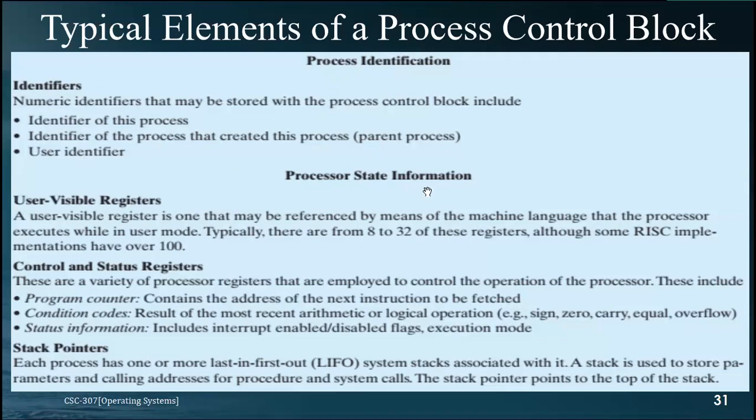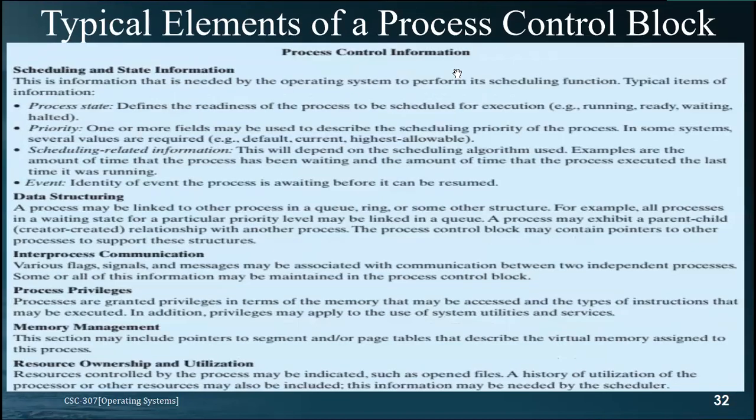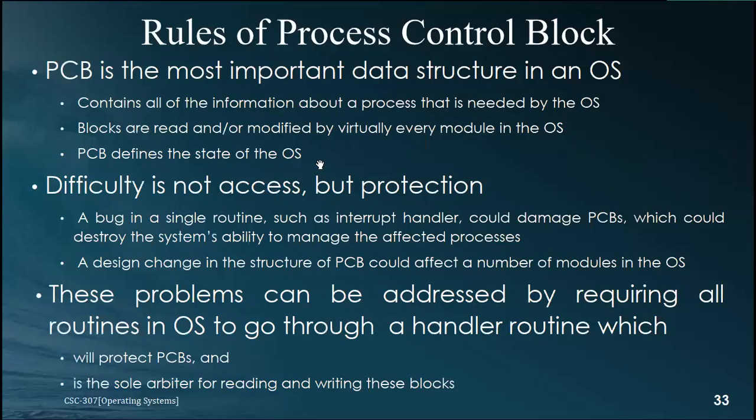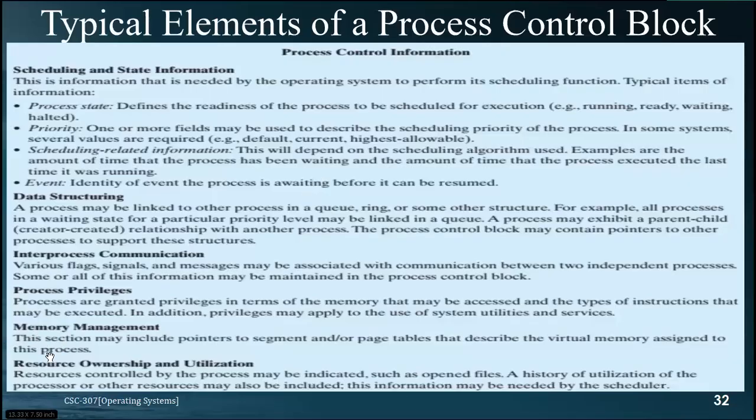Second part, process state information. So what registers the process is using, what are the data of those registers, what stack pointers, control and status registers it is using. So all those information are stored. Third, process control information. To control the process: which state the process is in, what is the priority of the process, which scheduling related information it is storing, the event and the data structuring, the IPC, the inter-process communication, and finally the process privileges and process management. And last, we have the PCB, process control block, as you can see from here. So all this information is stored in the process image, okay?